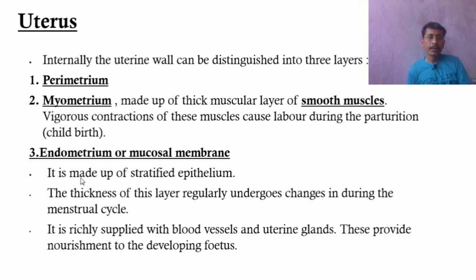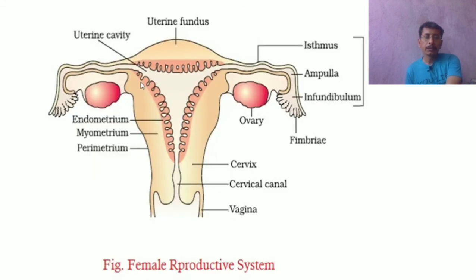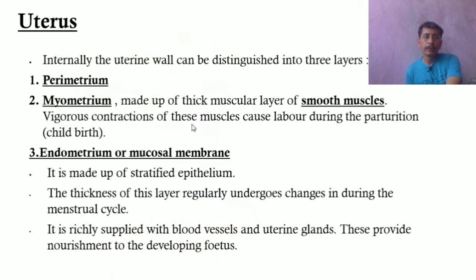Then the third layer is the endometrium. त्याला mucosal membrane सुद्धा म्हणतात. These are folded structures. This membrane is known as the endometrium. It is a folded structure made up of stratified epithelium. That means it is a multi-layer of cells, many layers of cells present. That's a stratified or compound epithelium layer. This layer regularly undergoes changes during the menstrual cycle.